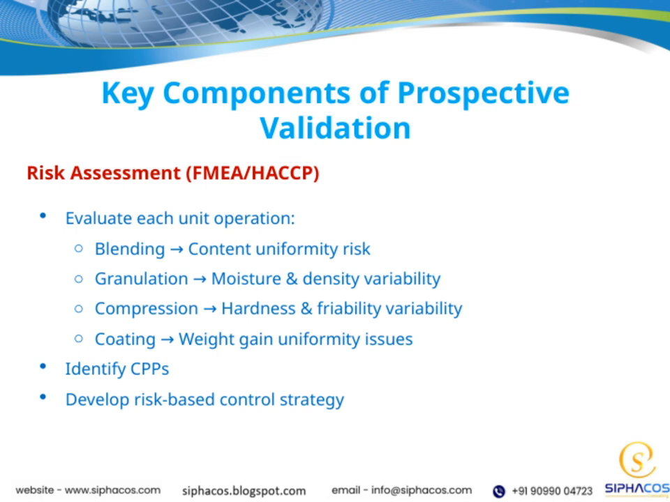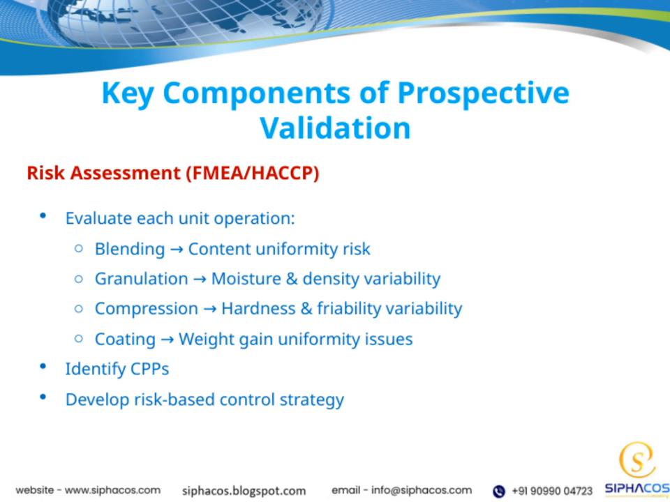Next, it's crucial to identify the critical process parameters, or CPPs, that influence these key points. By doing so, we can develop a risk-based control strategy to mitigate potential issues. This involves conducting a thorough risk assessment, often using tools like FMEA or HACCP, to pinpoint where the biggest risks lie and how best to control them. All of these steps are interconnected and essential for ensuring a robust, reliable validation process. They help us understand where the potential risks are, so we can proactively manage them and maintain product quality throughout manufacturing.